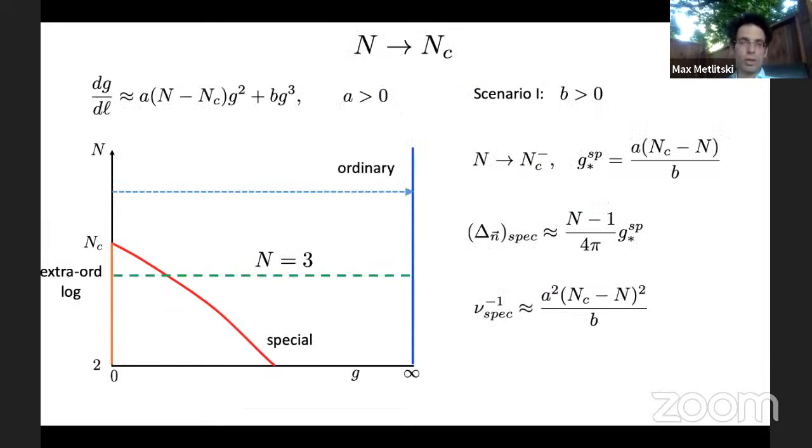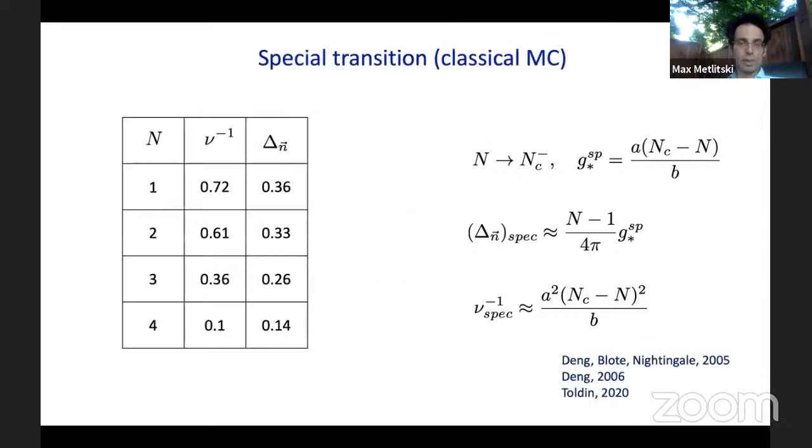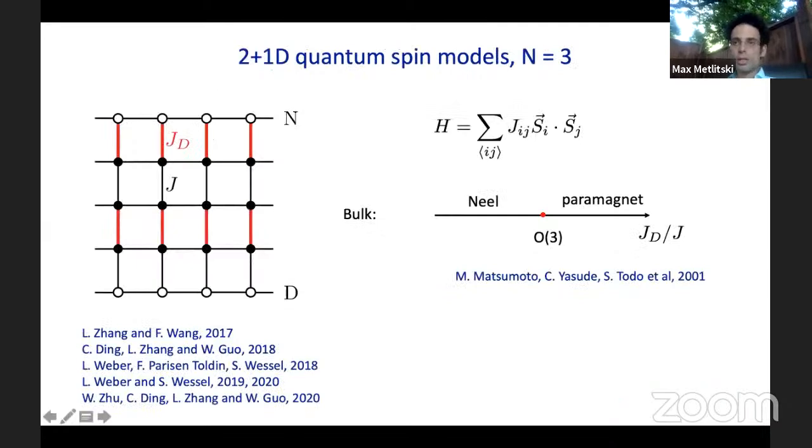Okay, so this is all the classical Monte-Carlo that's available at this point. It would be nice to have a more careful examination of the n equal 4 theory in classical Monte-Carlo. So far that has not been done. There is also a lot of quantum Monte-Carlo actually on related models.